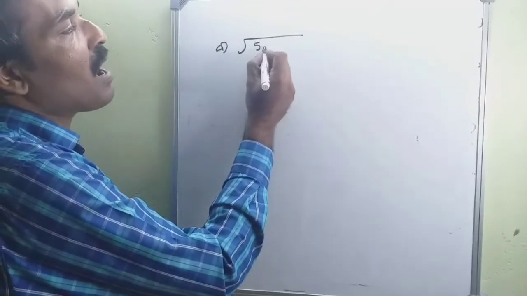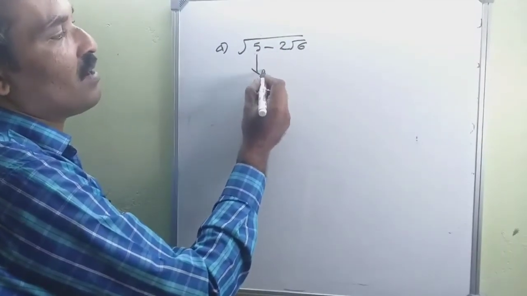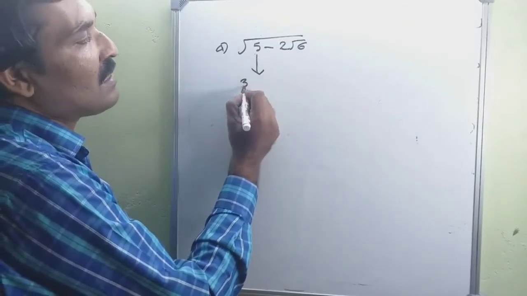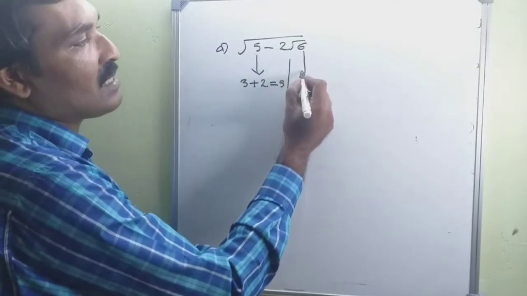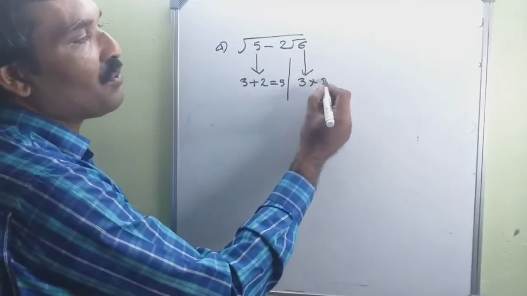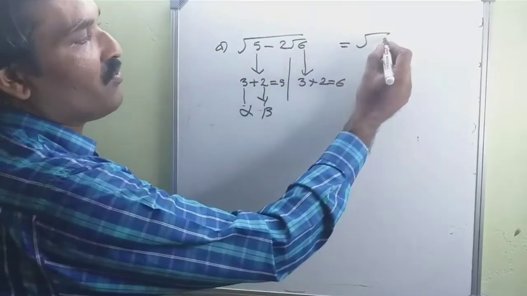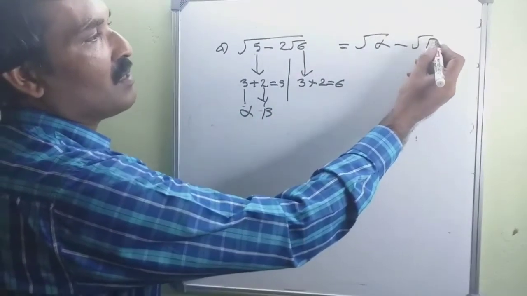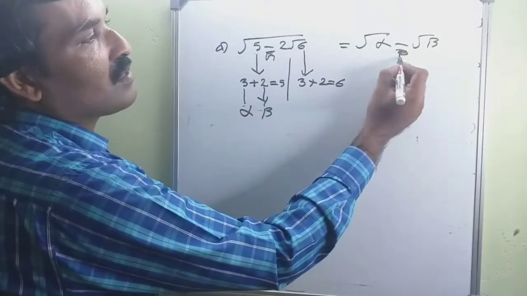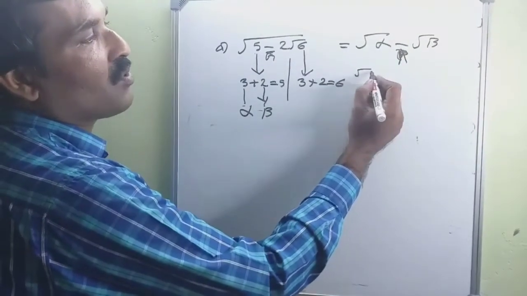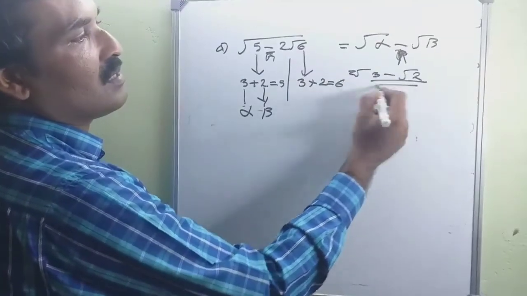Root of 5 minus 2 root 6. What is the answer? 5, you can write 3 plus 2 is equal to 5. And for 6, 3 into 2 is equal to 6. Alpha and beta. So root alpha minus root beta. Here it is minus, so here also this is minus. That is root 3 minus root 2. This is the solution.